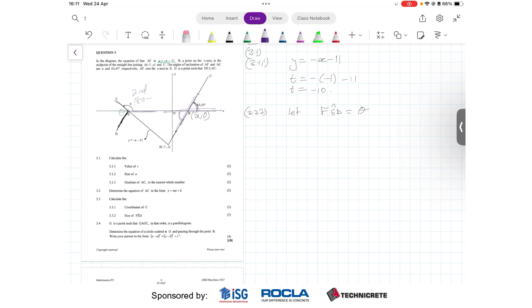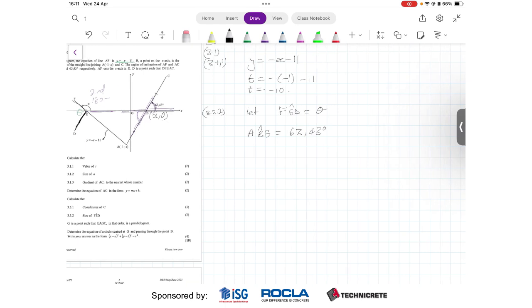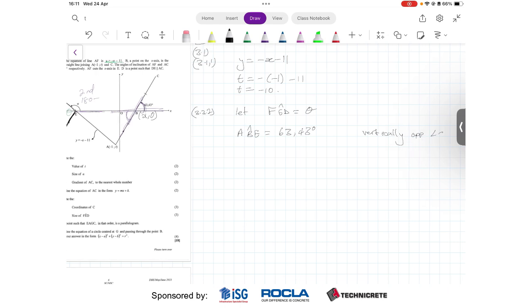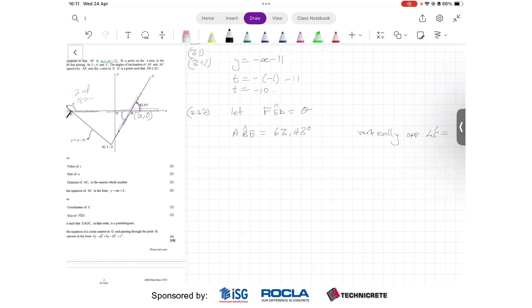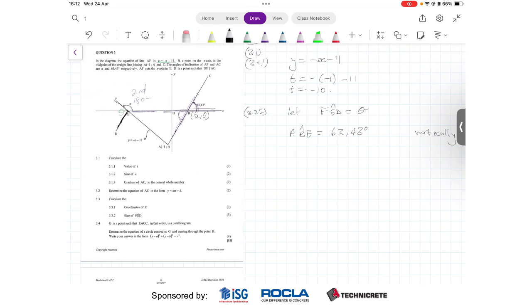Okay, two crossing lines create vertically opposite angles. Now let's write that down to say, let me use the color I've been using, angle ABE is equal to 63.43 degrees. Now, why is it equal to 63.43 degrees? Because vertically opposite angles are equal.